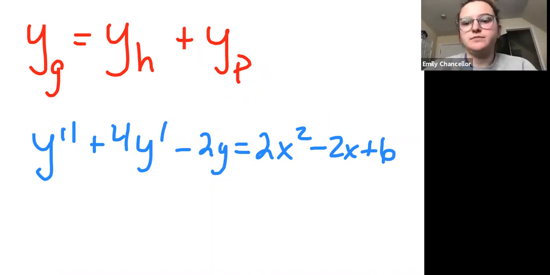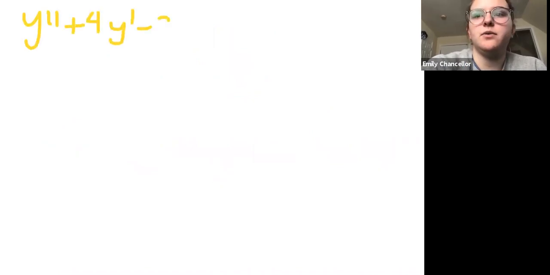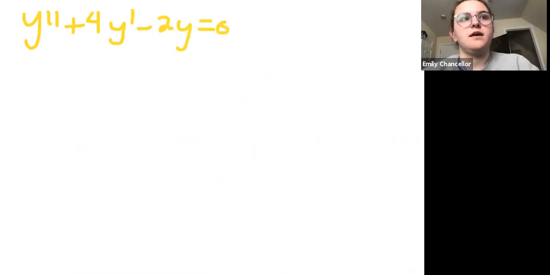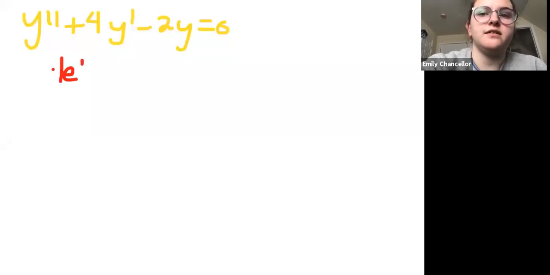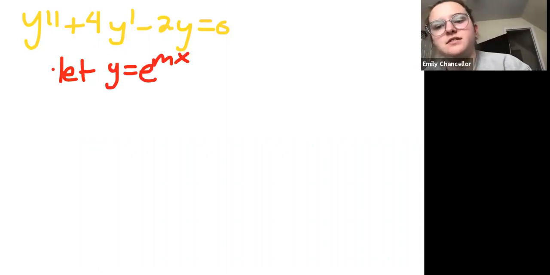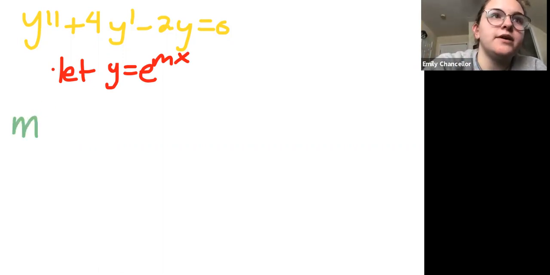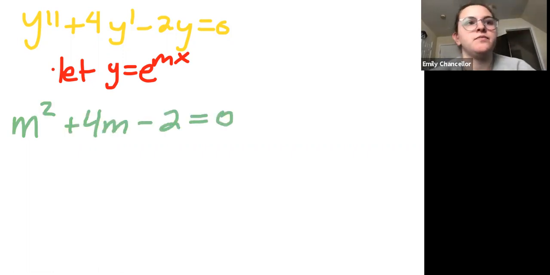Okay, so our first step, let's go ahead and solve for yh, our homogeneous solution. So let's set a new page right here. y double prime plus 4y prime minus 2y equal to 0. Let's do a popular substitution. Let y equal e to the mx, right? If we substitute this in for every y, we'll get m squared plus 4m minus 2 equal to 0.